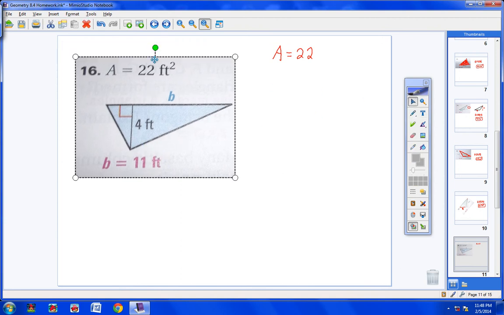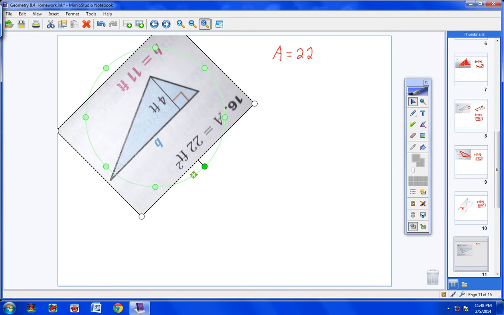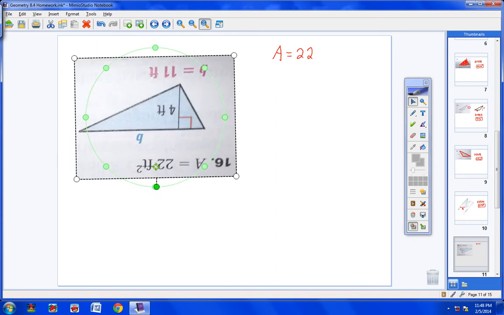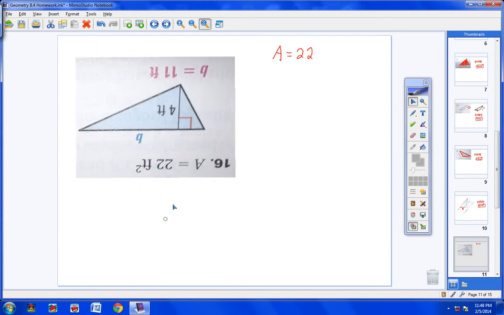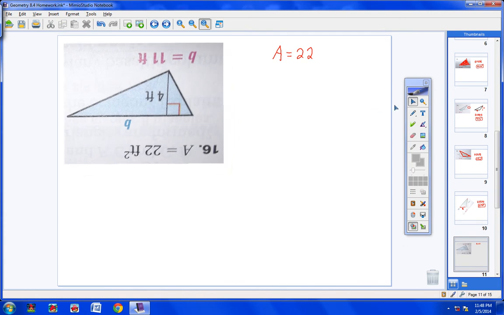Let me go ahead and flip this. All right, there we go. Okay, now this is my base right here, and notice we're calling that B. This is my height right here, and they've given that to us, and it is a 4. So we're trying to find the base. This is a B, not a 6. We're trying to find the base.